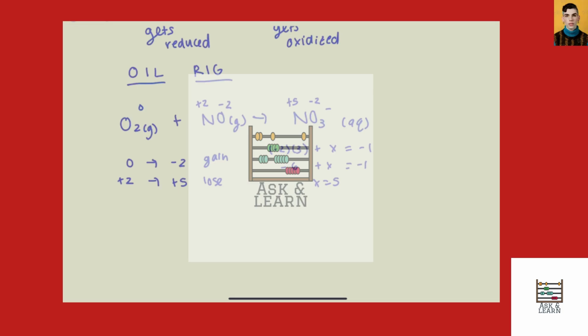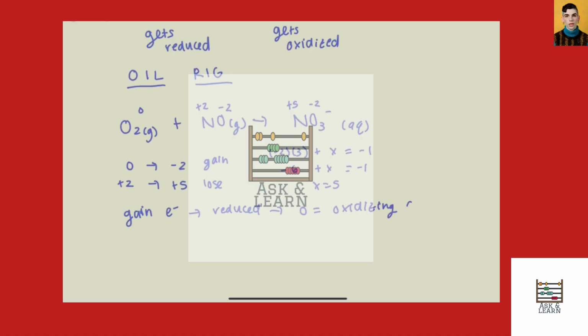So if oxygen is gaining electrons, it is being reduced. So oxygen is the oxidizing agent. For nitrogen, it has lost electrons. So it's being oxidized. So nitrogen is the reducing agent.